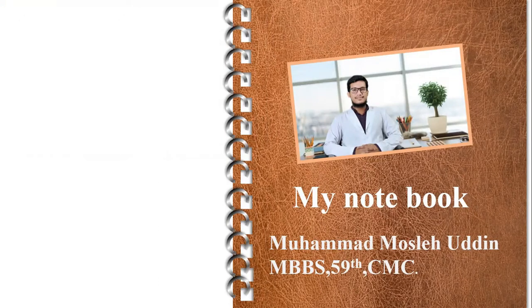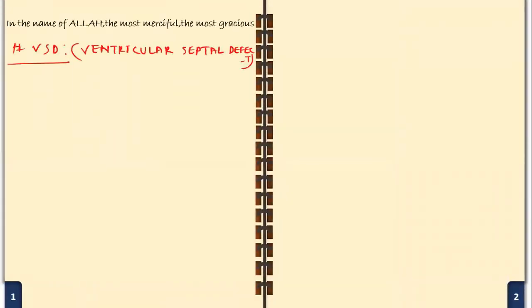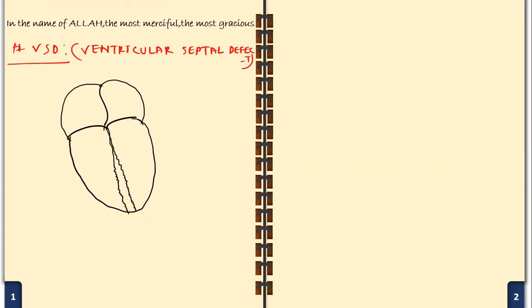Today we will discuss the ventricular septal defect. So this is a heart, and here we can see the interventricular septum, and we know that the interventricular septum has two parts. The upper one is the membranous part and the lower one is the muscular part. The ventricular septal defect most commonly occurs at the junction between the membranous part and the muscular part.